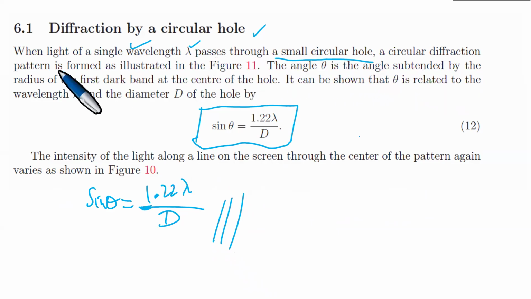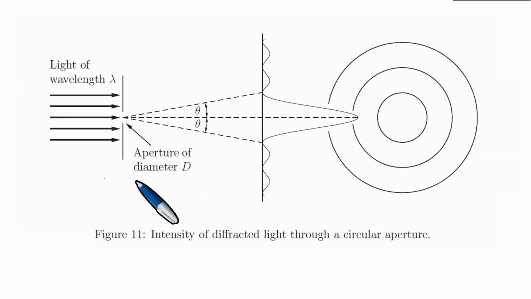A circular diffraction pattern is observed or is formed, illustrated in figure 11. So now we can say the angle theta is the angle subtended by the radius of the dark band at the center of the hole. It can be shown that this is the case: sine theta is 1.22 lambda divided by d. So the sine of theta is 1.22 lambda divided by d.